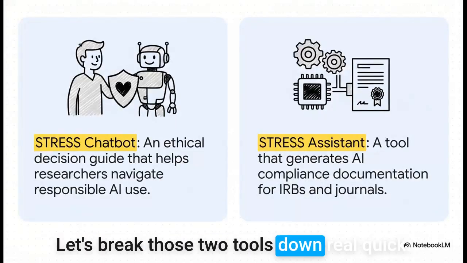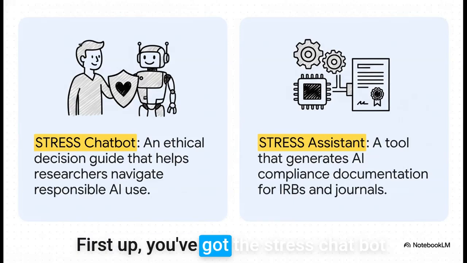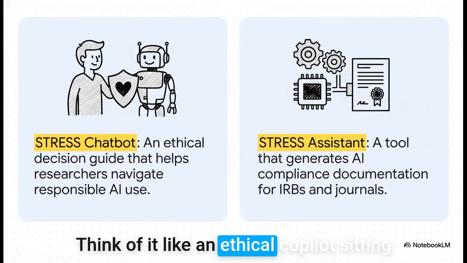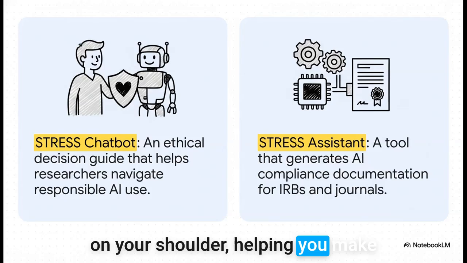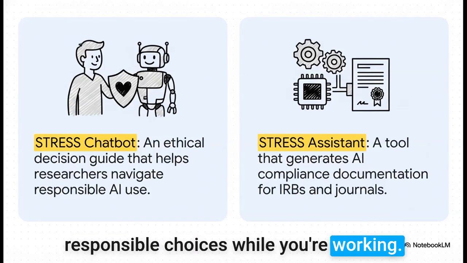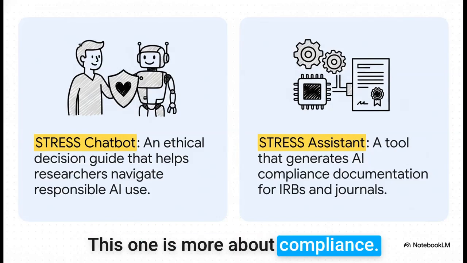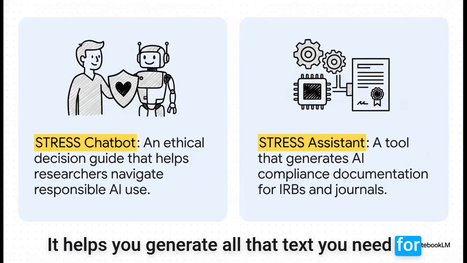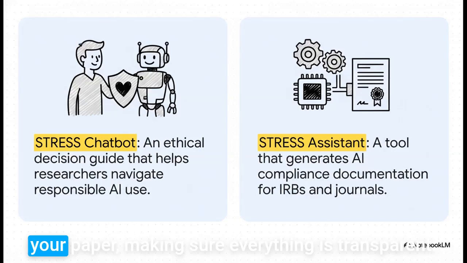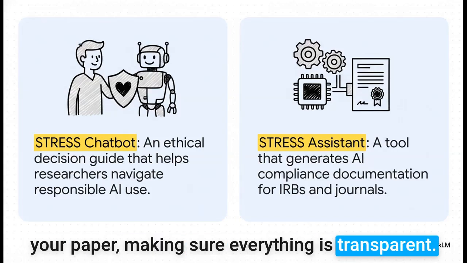Let's break those 2 tools down real quick. First up, you've got the S.T.R.E.S.S chatbot. Think of it like an ethical co-pilot sitting on your shoulder, helping you make responsible choices while you're working. Then there's the S.T.R.E.S.S Framework Assistant. This one is more about compliance. It helps you generate all that text you need for your IRB submissions or the methods section of your paper, making sure everything is transparent.